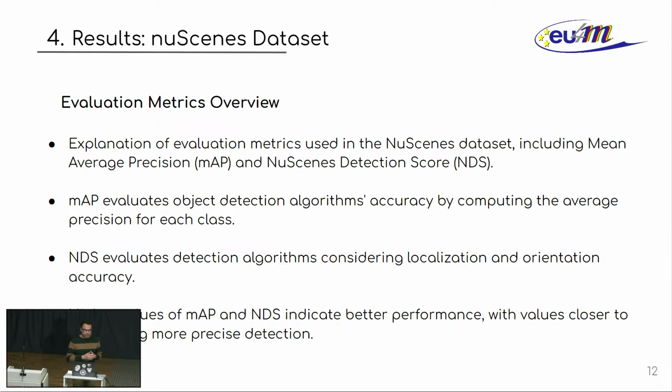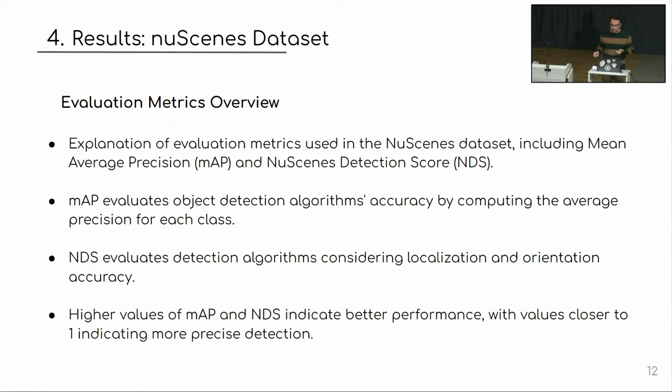But first, let's explain the evaluation metrics. The main parameters are the mean average precision and the NGSINs detection score. The mean average precision evaluates the detection algorithm's accuracy by computing the average precision of every class of object. The detection score evaluates the detection algorithms considering the localization and the orientation accuracy. For both of them, higher values indicate that the algorithm performs better.